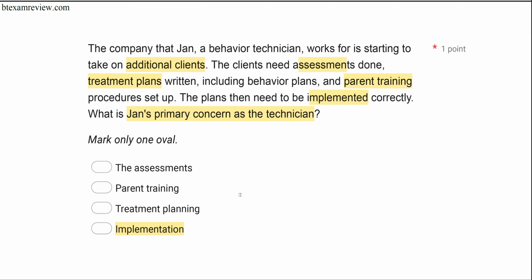In service delivery, a lot of times the technician is going to spend more time with the client than the supervisor because you may be working with the client 3 or 4 times a week and your supervisor might only be there once every 2 weeks. That's the typical model. That's why implementation is so important because when you implement correctly, hopefully we can see the progress we want to see. And we're going to track that progress through data collection. But given these 4 options, assessments, parent training, treatment planning, and implementation, the primary concern of the technician is going to be implementation.